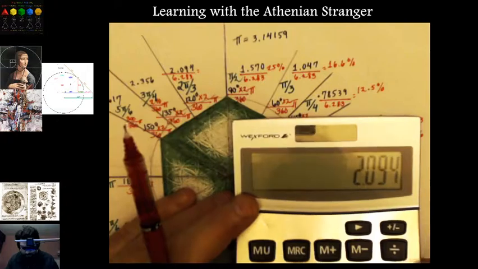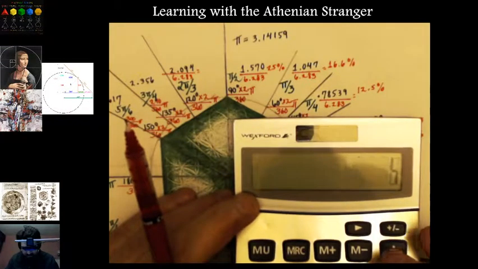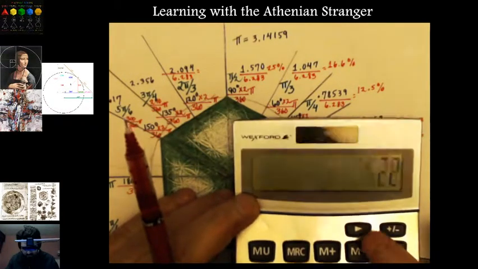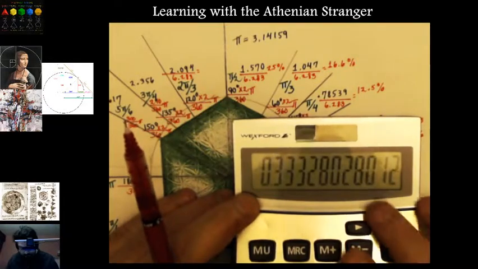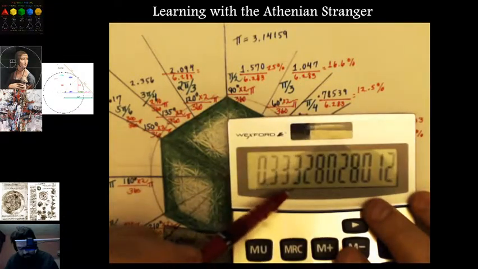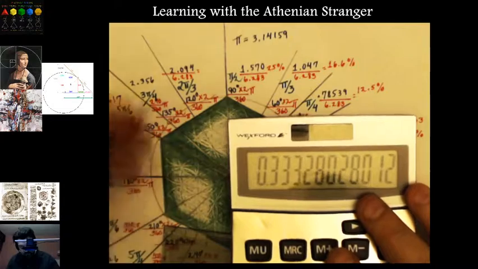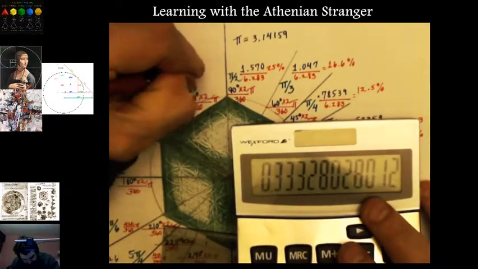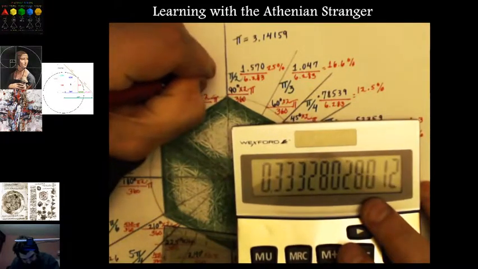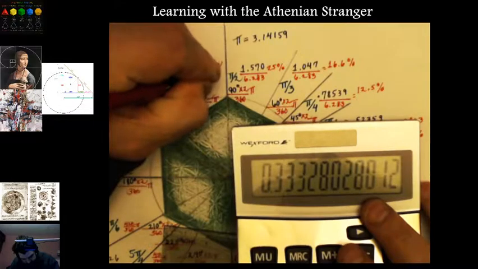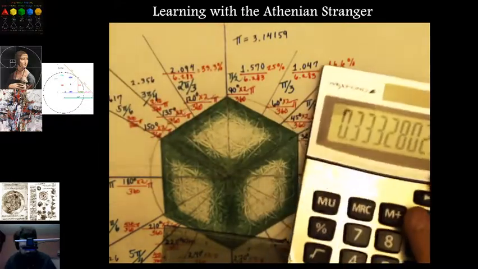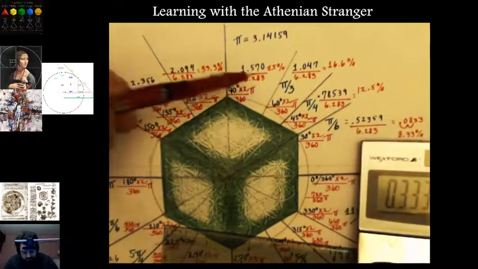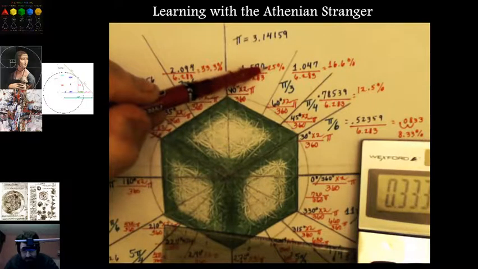2.094 divided by 6.283. That gives me 33 1/3%. Okay, 33.3%. So this one measured out to 25%.